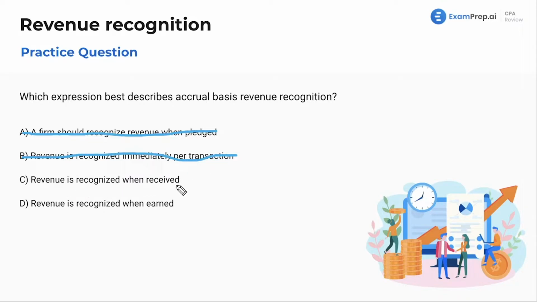Revenue is recognized when received. That is true if we were talking about cash basis accounting. However, not the case here. Last, but certainly not least, because it's the answer, revenue is recognized when earned. That is the phrase of the day, the phrase of the year. Repeat it in your mind, and all the rules have to be based on this for recognizing revenue.